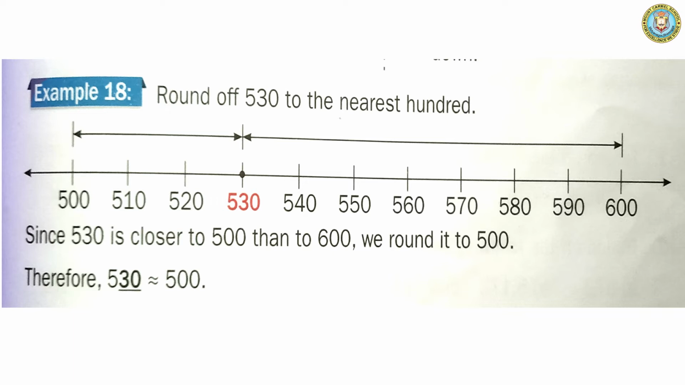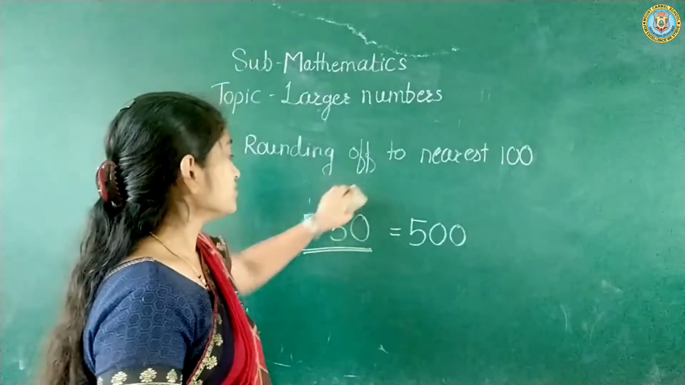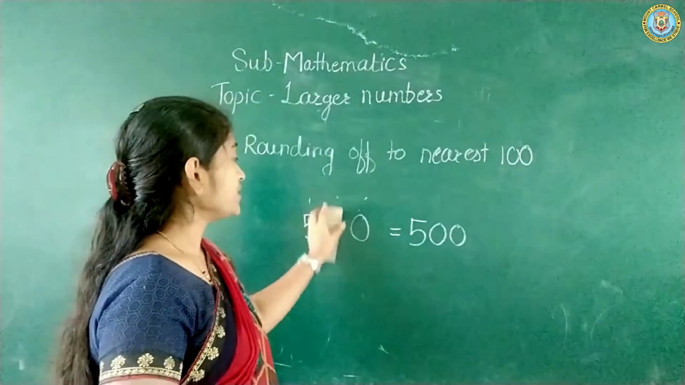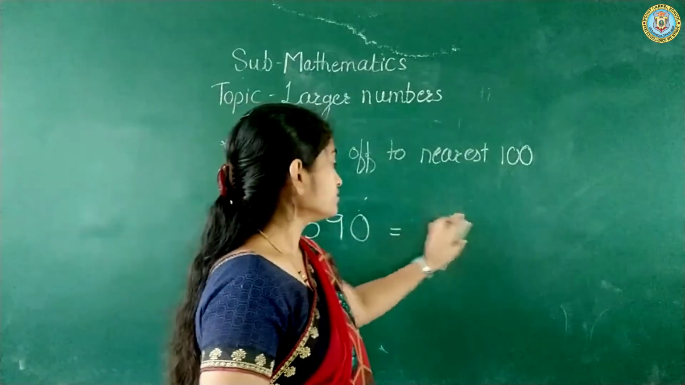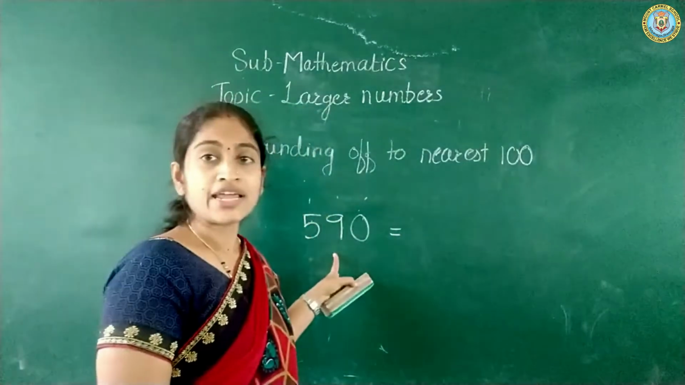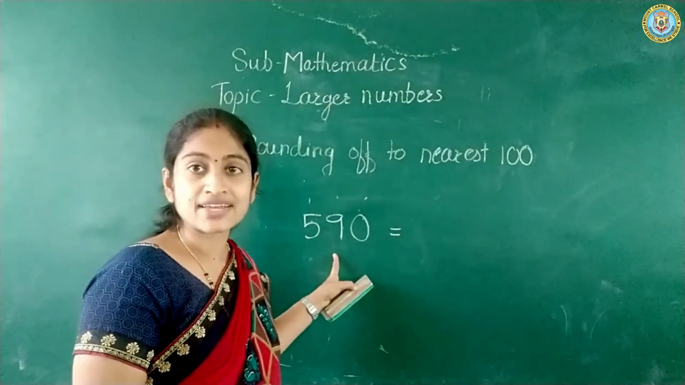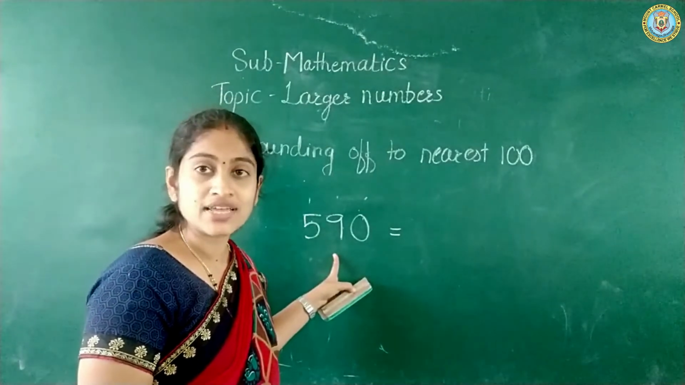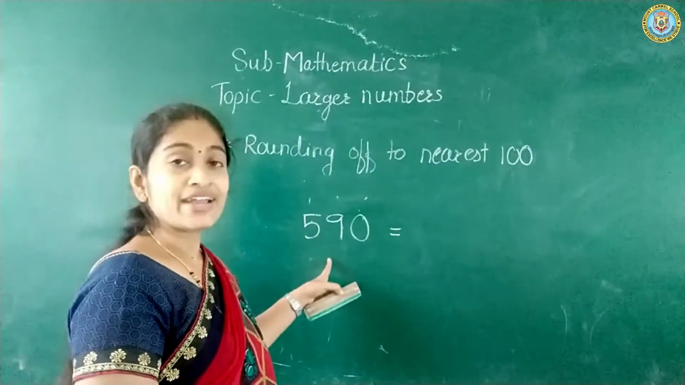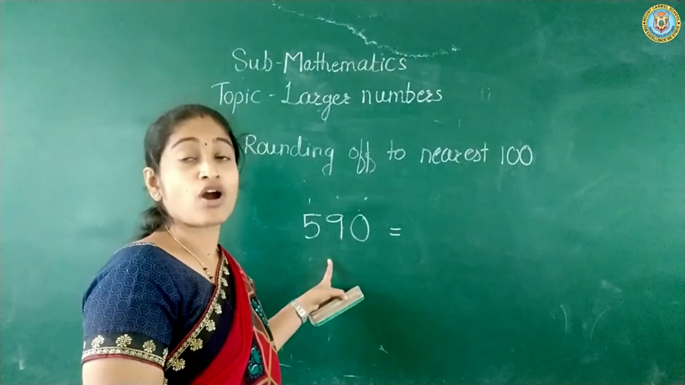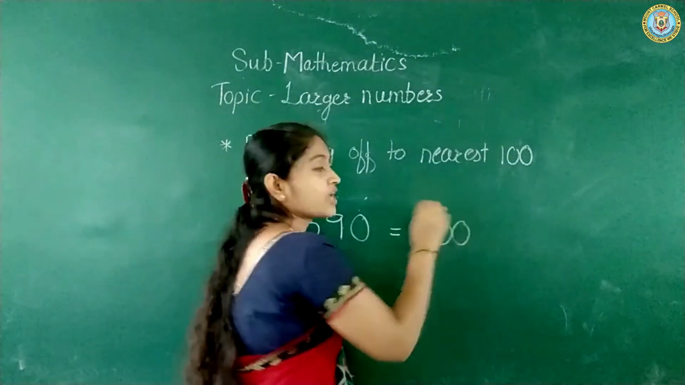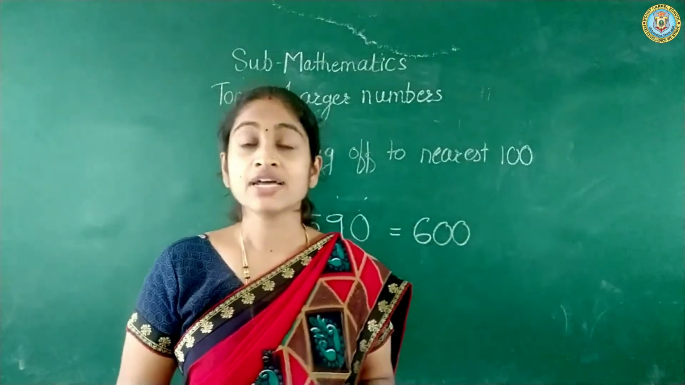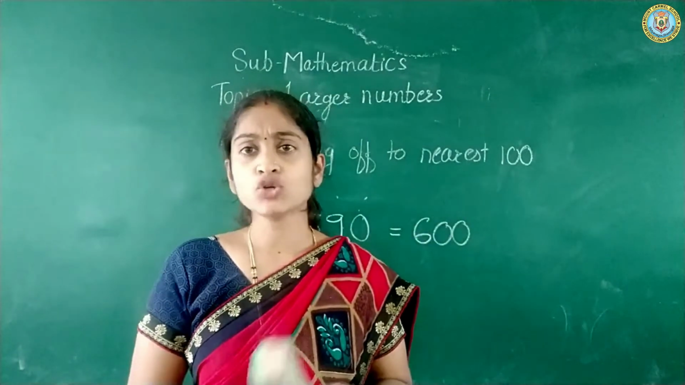Suppose the number is 570 or 590, then this number is nearer to 600, isn't it? Yes. So we can say the rounding off of this number is 600. We have to first check which number it is nearer to.